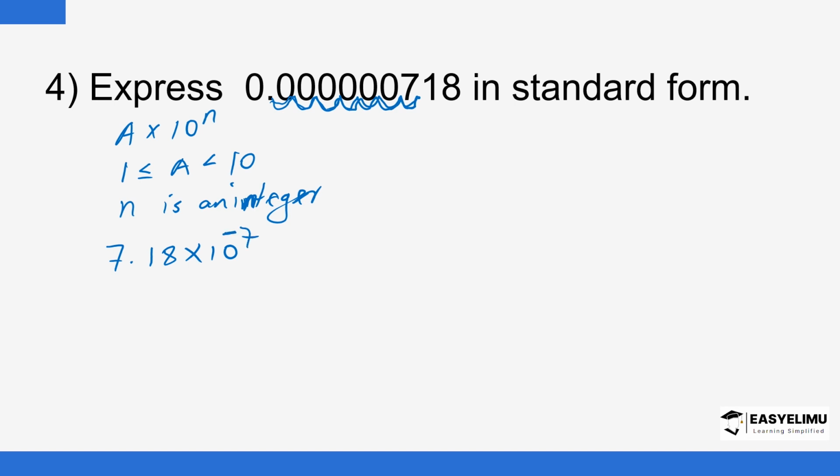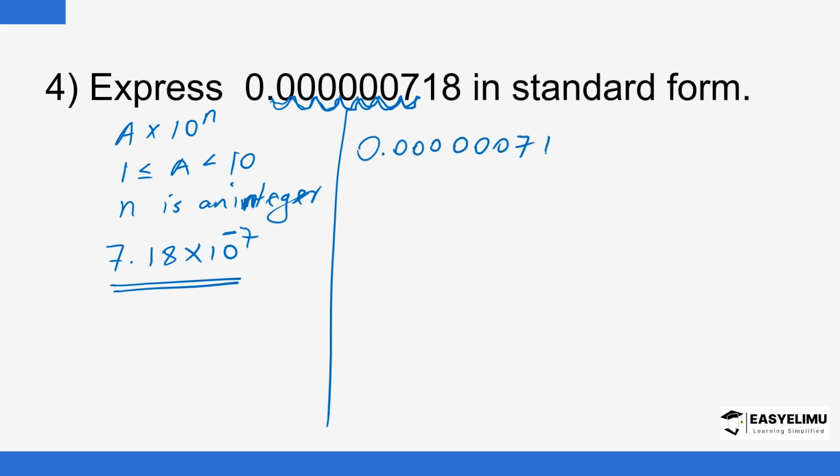-7 here simply means that for us to get the original number, we need to divide this number here by 10 7 times. You see, the negative here means division by 10. If it is positive, it means multiplication by 10. So in answering this question, you can write 0.000000718 equals 7.18 times 10 power -7. So that is how you answer that question. You write the original number equal to the number written in standard form.